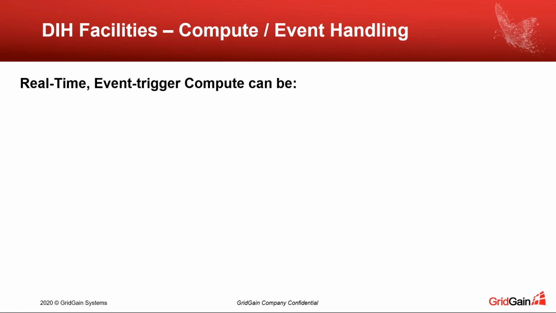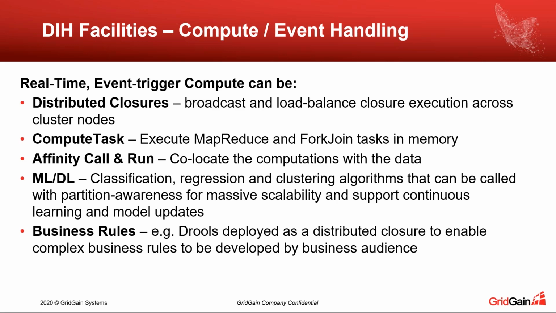Okay, so if we look at what the event triggering facilities we just reviewed can call, there's a wide range of facilities. When we're invoking this with a continuous query or a cache interceptor, these are the kinds of computes that can be called. Distributed closures, this is a broadcast or load balancing closure to execute across all of your nodes. Compute tasks enable you to do map reduce or fork join tasks in memory, co-located. And the affinity call and affinity run are co-located computations with the data in mind, with partition awareness.